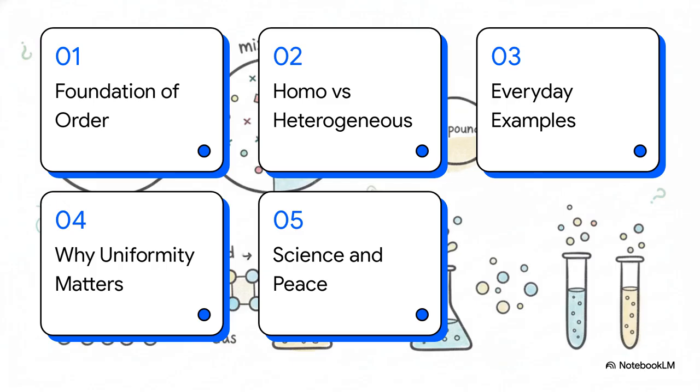Here is our roadmap for the explainer today. We'll start with Part 1, the foundation of order. Part 2, homogeneous versus heterogeneous. Part 3, everyday mixture examples. Part 4, why uniformity actually matters. And finally, Part 5, science, morality, and peace.